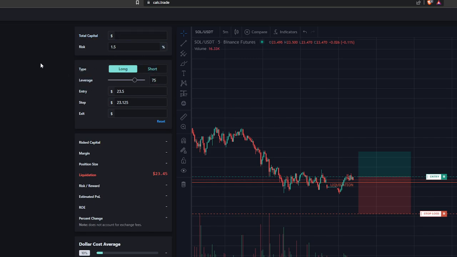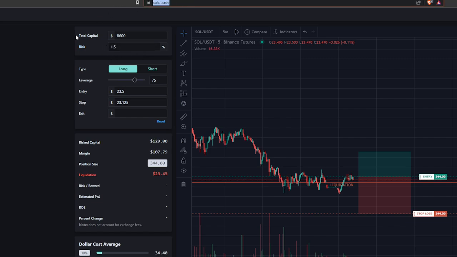And okay, let's start. So in the first section, it says total capital. We write the amount of money that we have in the futures account. Let's come up with a number like $8,600 as my total capital, for example. And the risk means I want to lose 1.5% of 8.6k on this specific trade. I write 1.5% in the risk section.